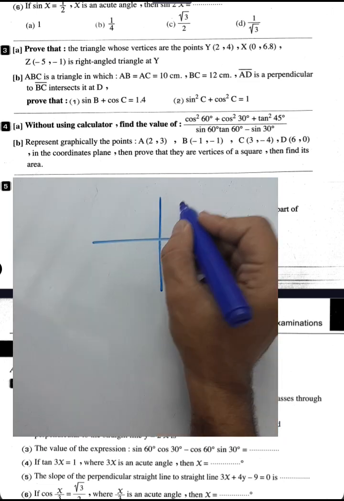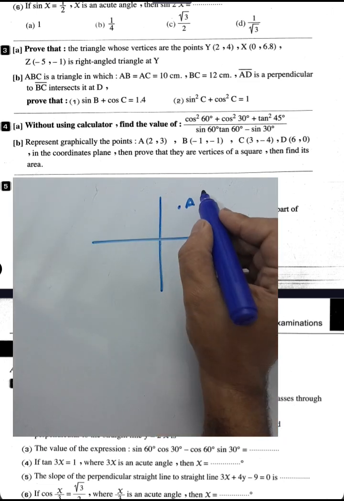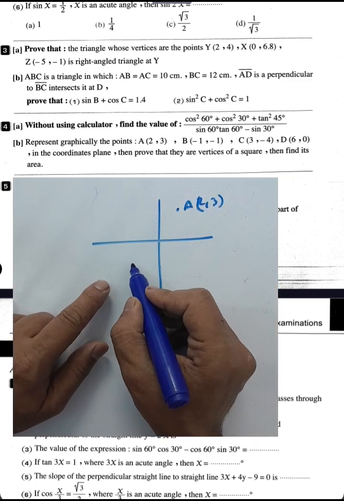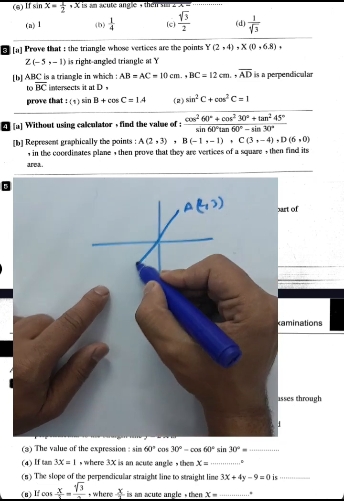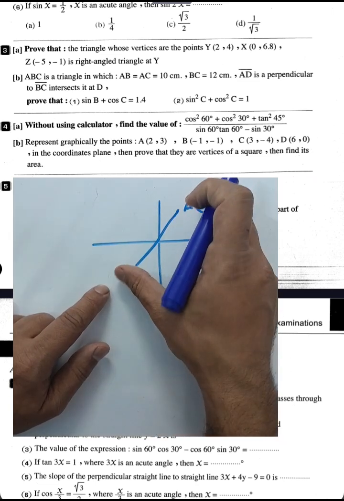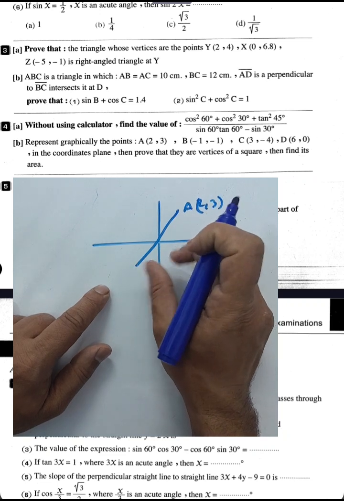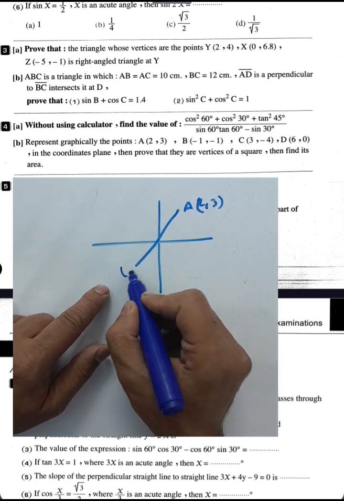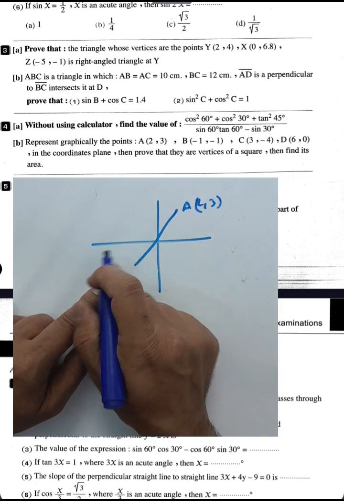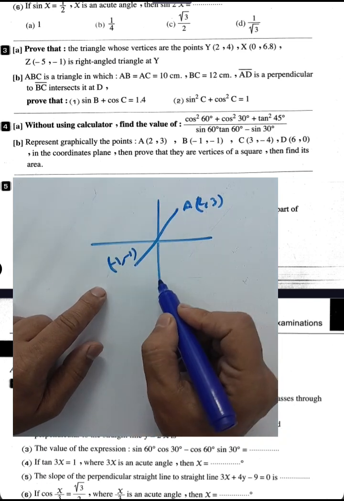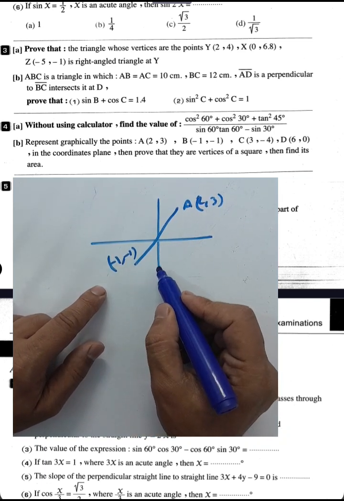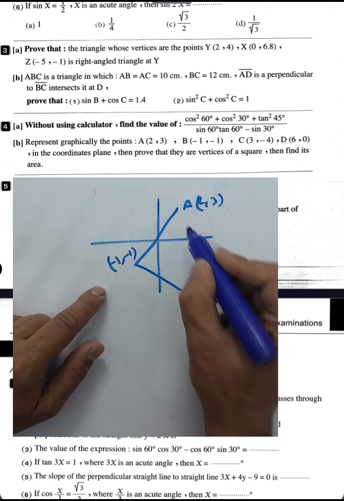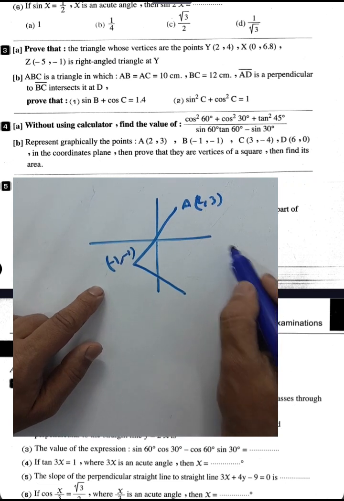First step, point A lies in the first quadrant, 2 and 3. Point B in the third. Okay, negative 1 and 1. Let's insert the order. Okay, let's insert this order here, negative 1 and negative 1, and C 3 and negative 4 here in the fourth quadrant, and D 6 and 0.